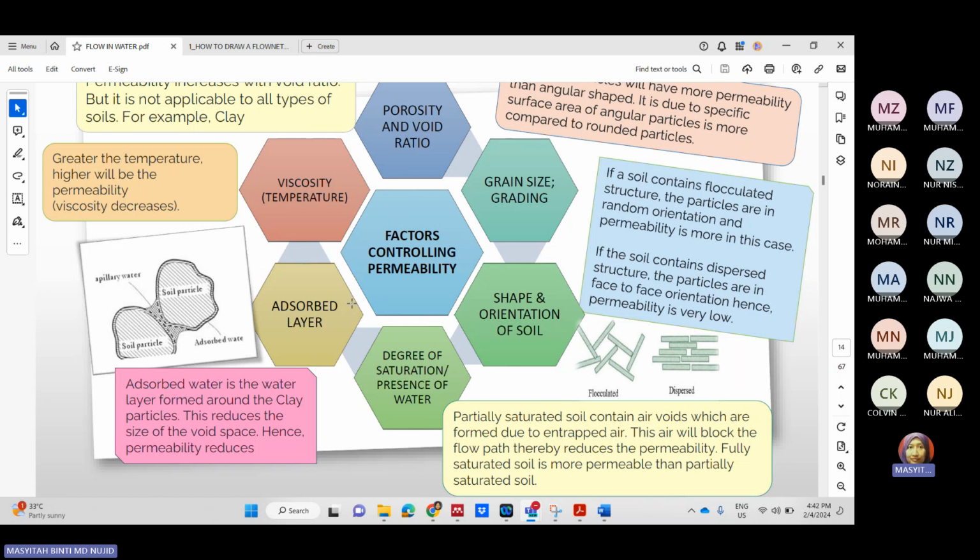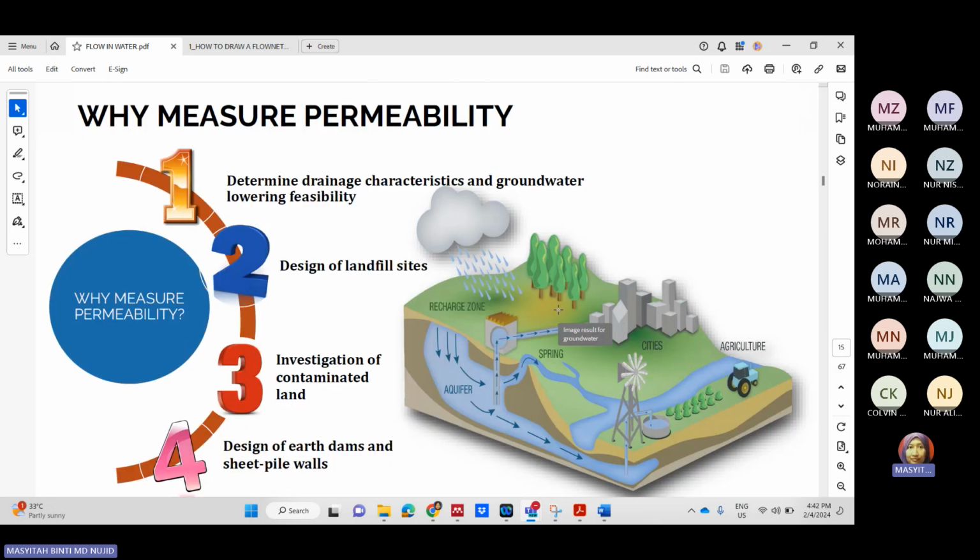Viscosity, water, temperature. So temperature pun ada factor important that control to the permeability factor. So all these things you can read through lah. Maknanya tengok secara details lah. Okay, why we need to measure permeability?